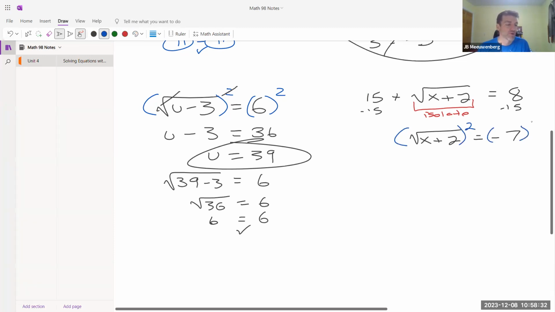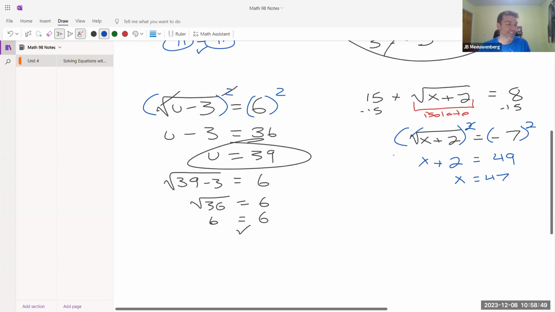We're going to square both sides. Notice how I'm squaring just the radical, which cancels it out. X plus 2 is equal to. Now, if I square negative 7, I get a positive 49. I would then subtract 2 from both sides to get x equals 47.